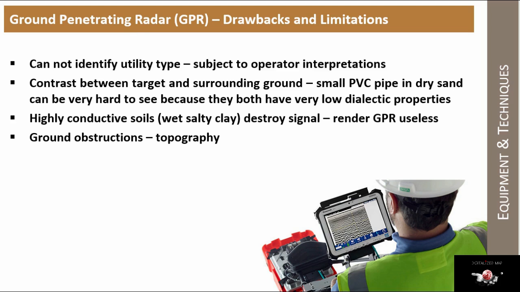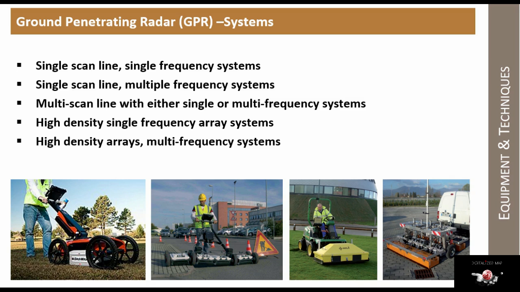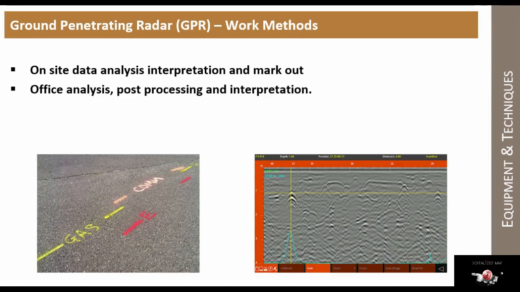Ground obstructions, topography. Ground penetrating radar, GPR, systems: single scan line, single frequency systems; single scan line, multiple frequency systems; multi-scan line with either single or multi-frequency systems; high-density single-frequency array systems; high-density arrays, multi-frequency systems. Ground penetrating radar, GPR, work methods: on-site data analysis, interpretation, and markout; office analysis, post-processing, and interpretation.